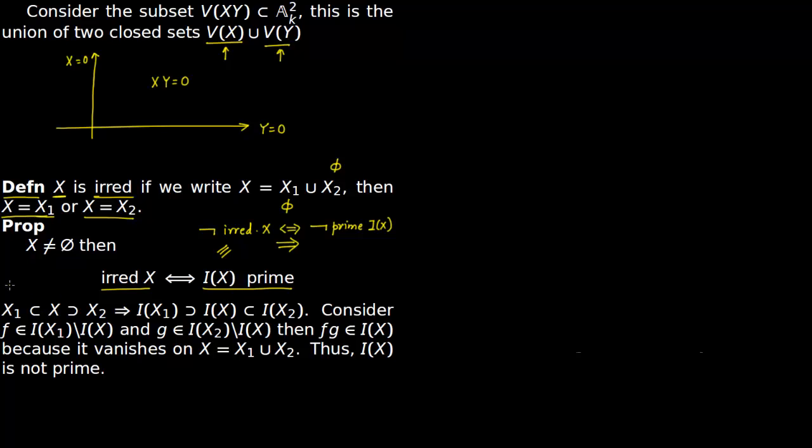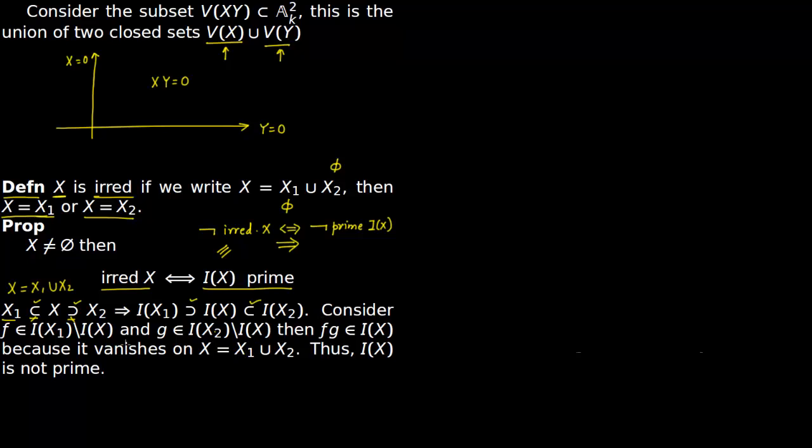So for this, you decompose x into two parts, x1 union x2. Both of them are proper sets, none of them is empty. So x obviously contains x1, it properly contains x1. This is a strict inclusion, and x also contains x2. This is also a strict inclusion. Now you apply the ideal to it. So the ideal of x will be contained in the ideal of x1, and the ideal of x will be contained in the ideal of x2. Notice these signs have reversed, right here and right here.